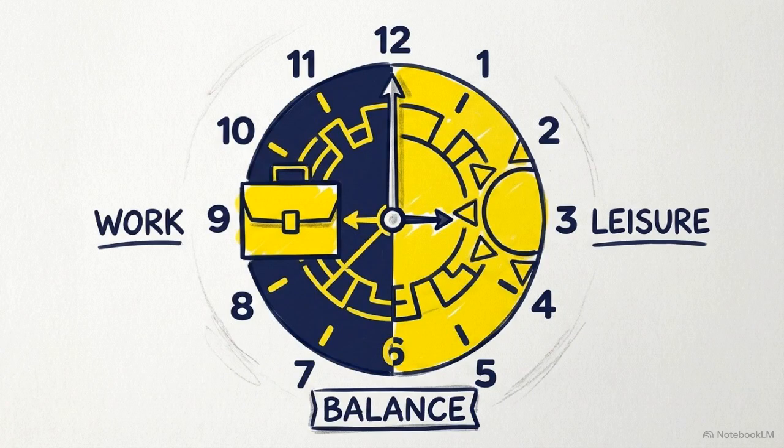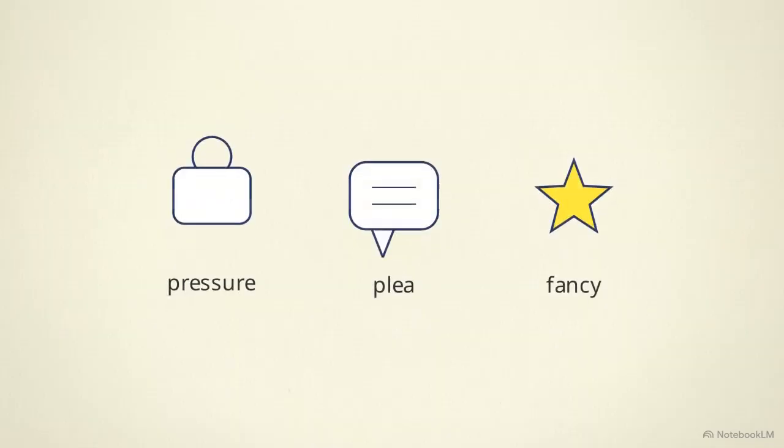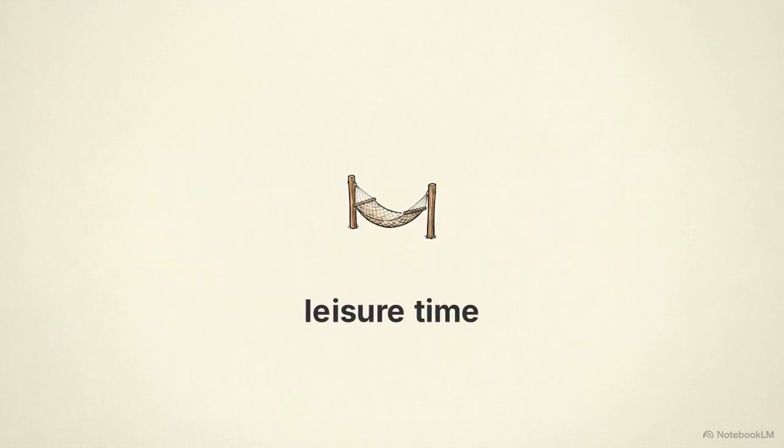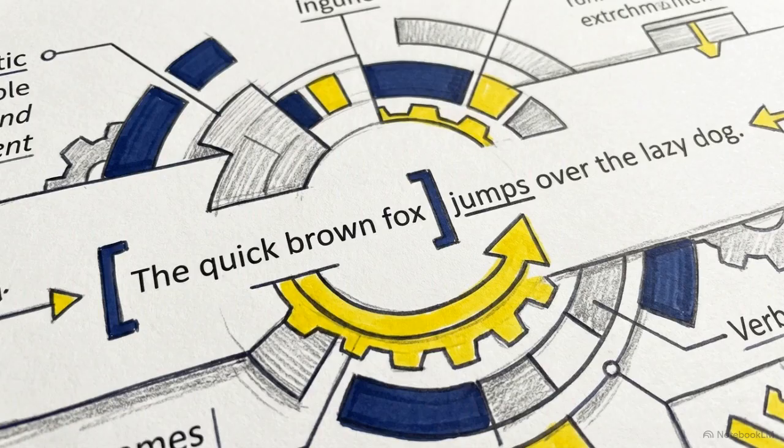We are not looking for emotional states, ruling out pressure and plea, and fancy does not fit the context of a statistical time measurement. The counterpart to work time is expressed through the specific collocation, leisure time. Utilizing underlying grammatical frameworks, recognizing countable nouns, and identifying contrast conjunctions removes the ambiguity from vocabulary selection.